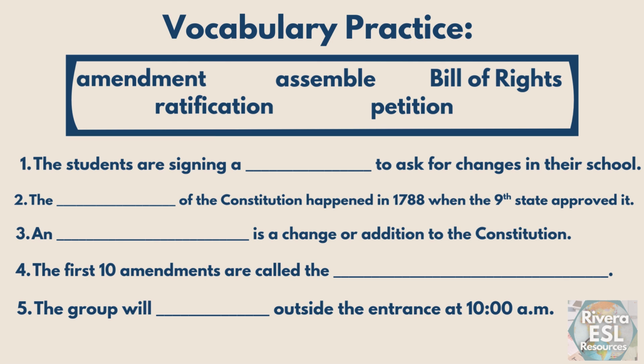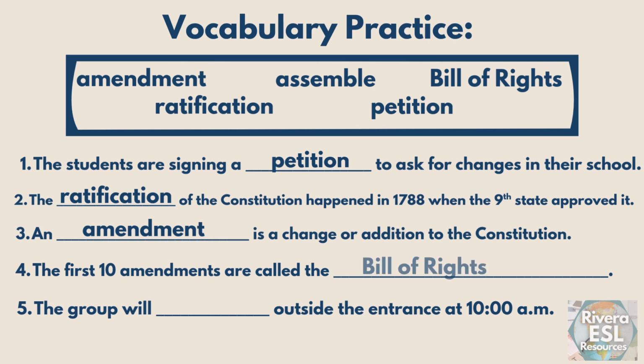The students are signing a petition to ask for changes in their school. The ratification of the Constitution happened in 1788 when the 9th state approved it. An amendment is a change or addition to the Constitution. The first 10 amendments are called the Bill of Rights. The group will assemble outside the entrance at 10 a.m.